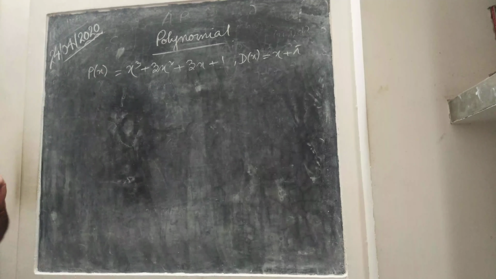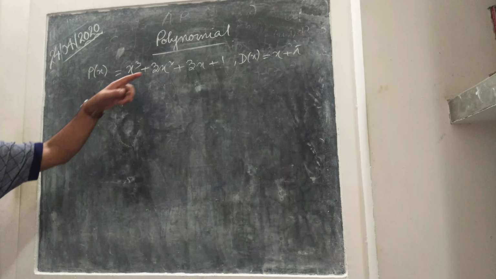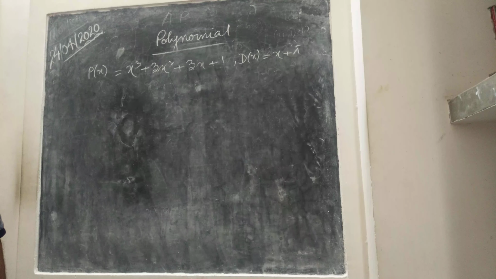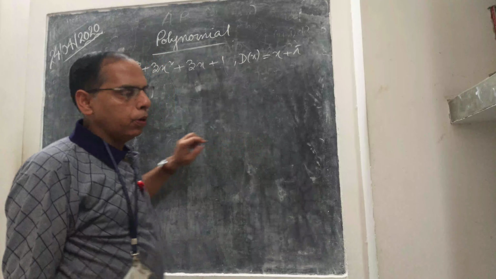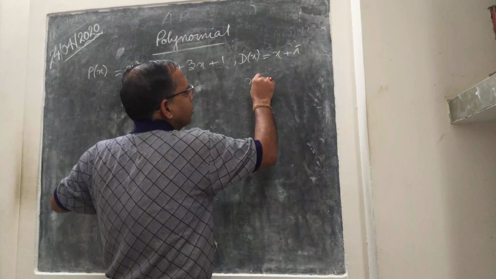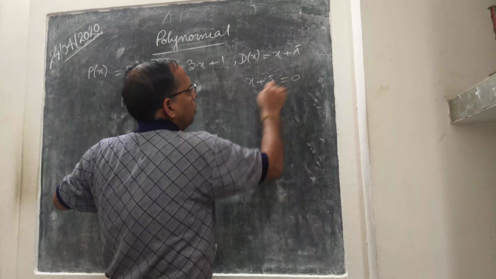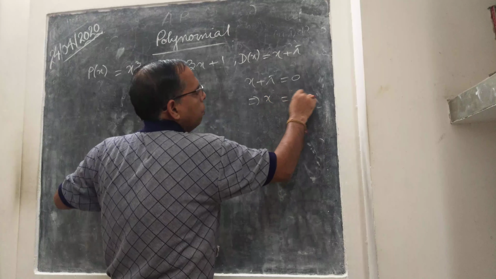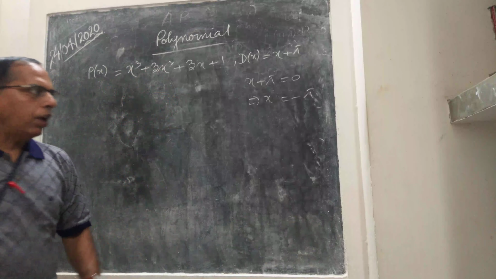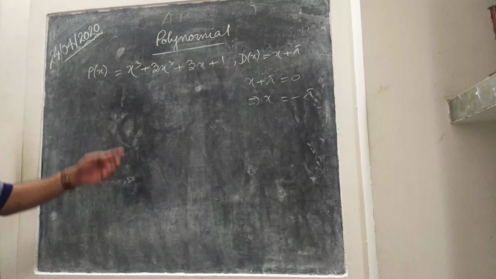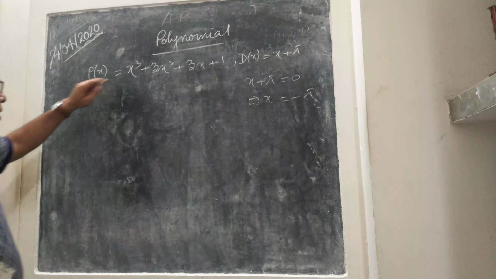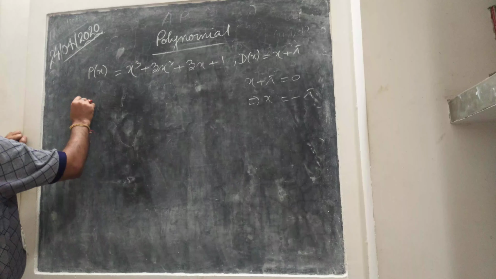Now you know for what value it will be the zero of the polynomial. So for what value of x will it be the zero of the polynomial? x plus 5 equal to 0 implies x equal to minus 5. If x equal to minus 5, then this will be the zero of the polynomial. Now, as x equal to minus 5, substitute here. Then you will get the remainder.